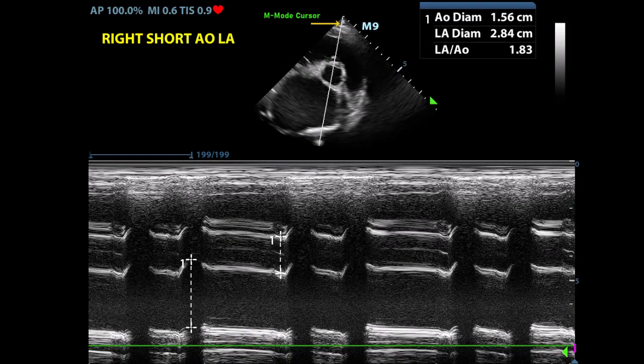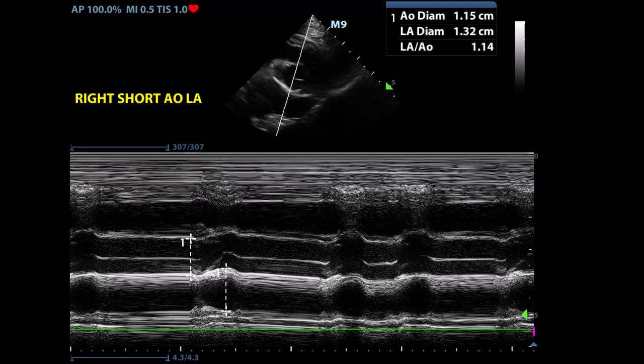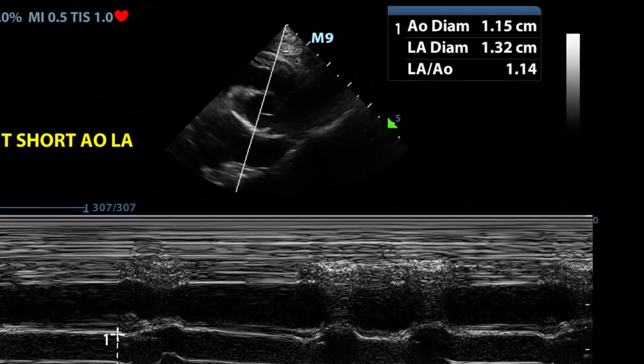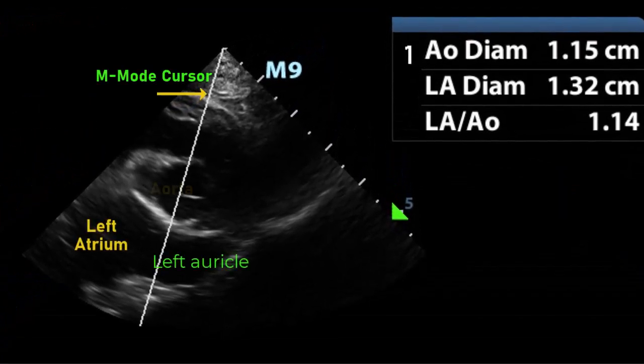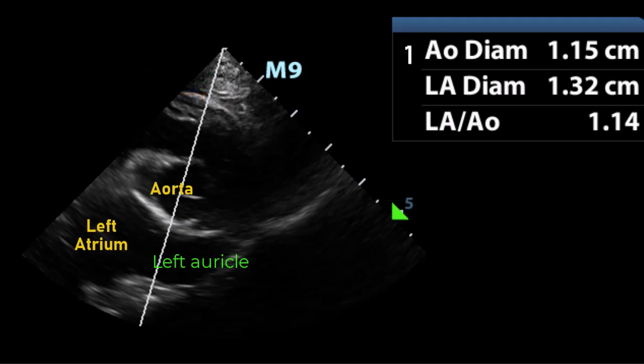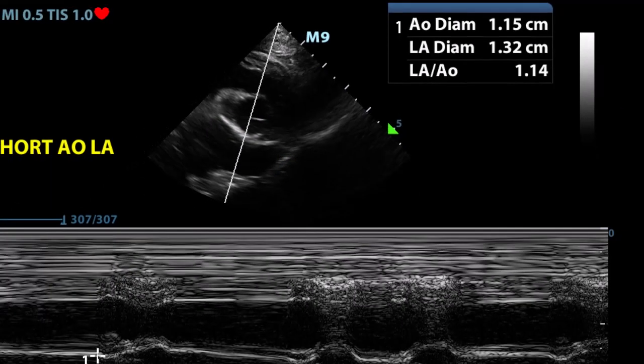As mentioned in the previous blog, the cursor of the right side short axis M-mode LAAO image usually crosses the left auricle and not the left atrium. In cardiac disease, the left atrium enlarges before the left auricle does. In some cases, the Tei-Holz M-mode LAAO measurement will not reflect early enlargement of the left atrium.